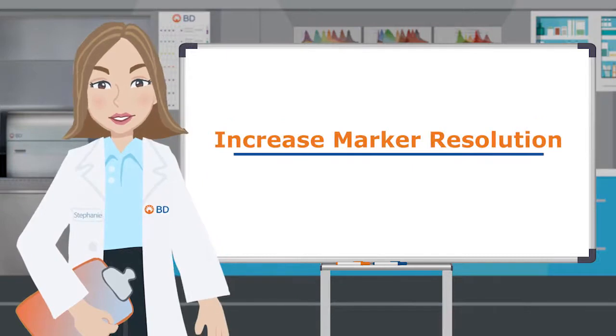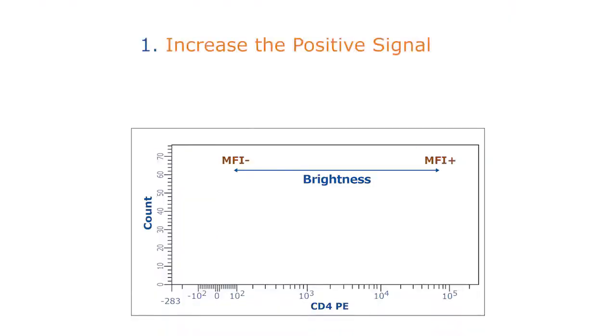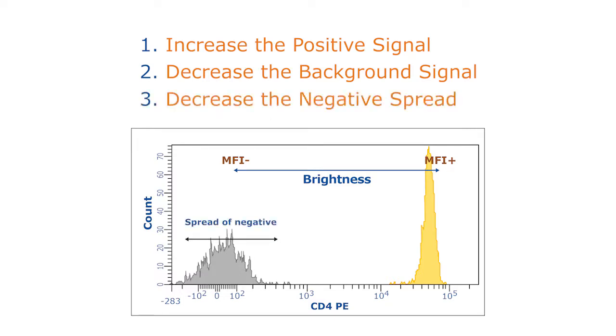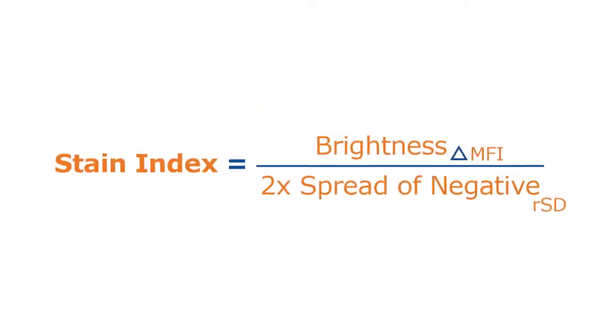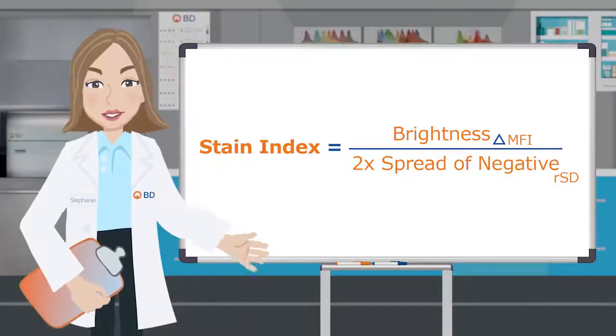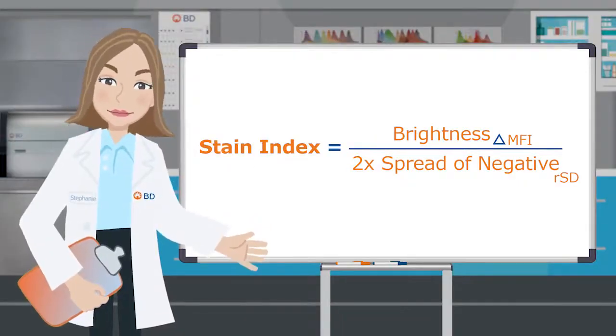The simplest way to increase the resolution of your markers is to: 1. Increase the signal, the positive MFI. 2. Decrease the background signal, the negative MFI. Or 3. Decrease the negative spread, calculated as RSD. These are the values used to calculate stain index, which is a measure of resolution. If you are able to do all three, that's even better.